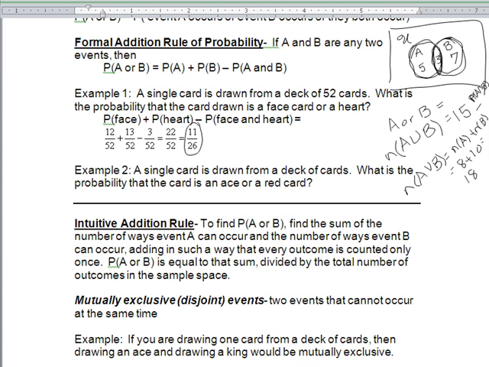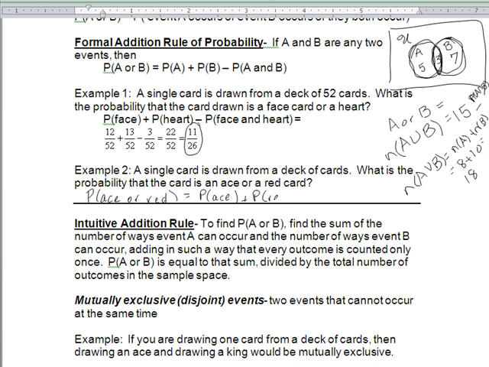We're drawing a single card. The probability the card is an ace or a red card. So probability ace or red equals the probability it's an ace plus the probability it's red minus the probability it's an ace and red.